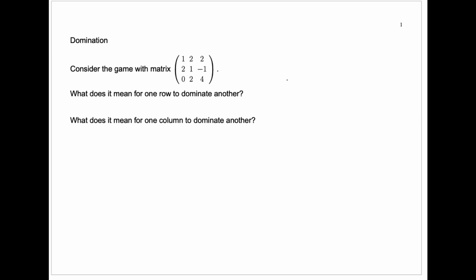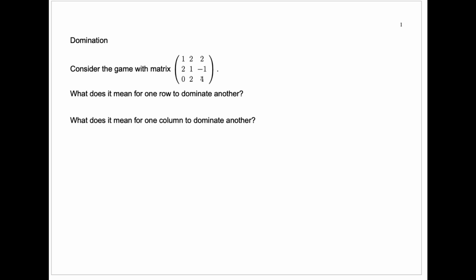Today we're going to continue to talk about domination, and then we'll move on to talk about solving 2 by 3 or 2 by 4 or 3 by 2, or in general 2 by n or m by 2 games. So first we'll consider this game with a matrix shown here. It's a 3 by 3 matrix. Player 1 gets a choice of rows 1, 2, or 3. Player 2 gets a choice of column 1, column 2, or column 3.